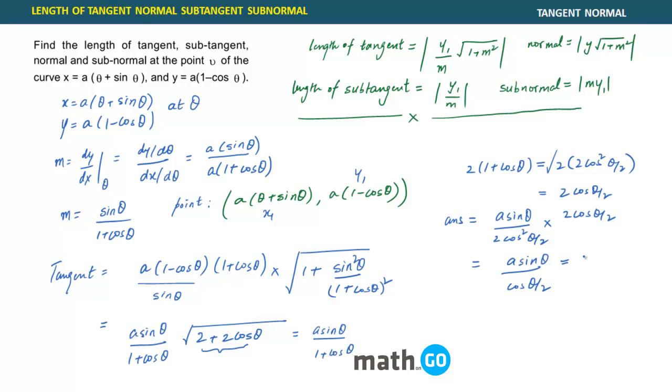Now sin theta can also be written as this particular quantity. So now again cos theta by 2 will get cancelled out. The answer that we are going to fetch for tangent is this. Length of tangent is nothing but 2a sin theta by 2. So if you see, this is just a trigonometry problem after we know the formula.